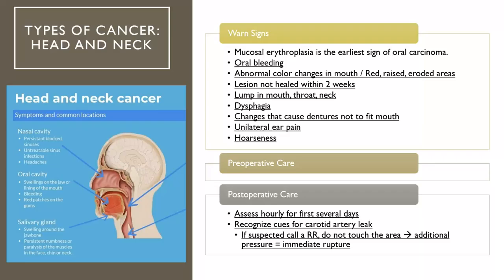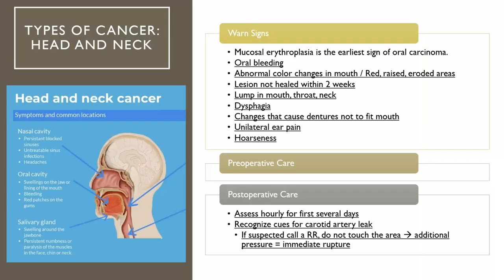So post-op care for your patient that undergoes any type of cancer removal or surgery to remove parts of the dead tissue in the head and neck area, you're going to assess that patient hourly for their airway, breathing, circulation.